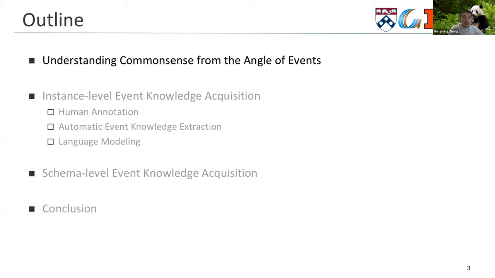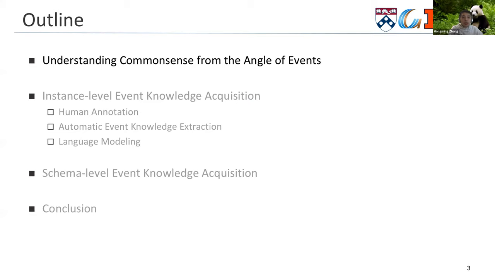So in this section, I will first introduce the connection between event knowledge and common sense knowledge. Basically, how can we understand common sense from the angle of events? And then I will introduce three popular methods we use to collect event knowledge, including human annotation, automatic IE systems, and language modeling.